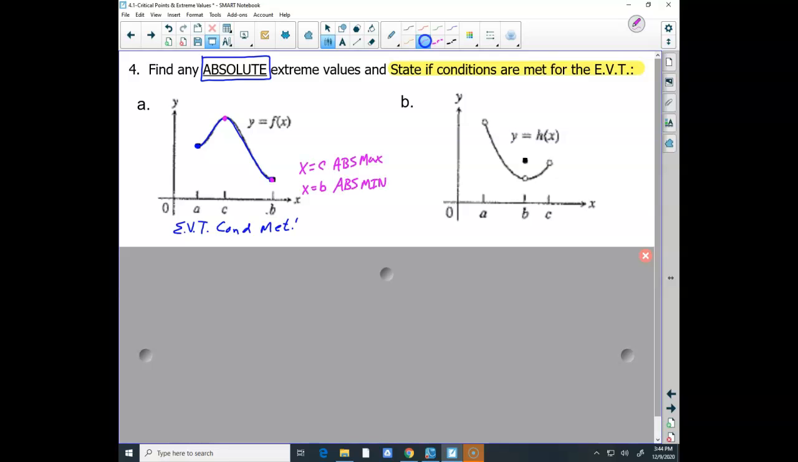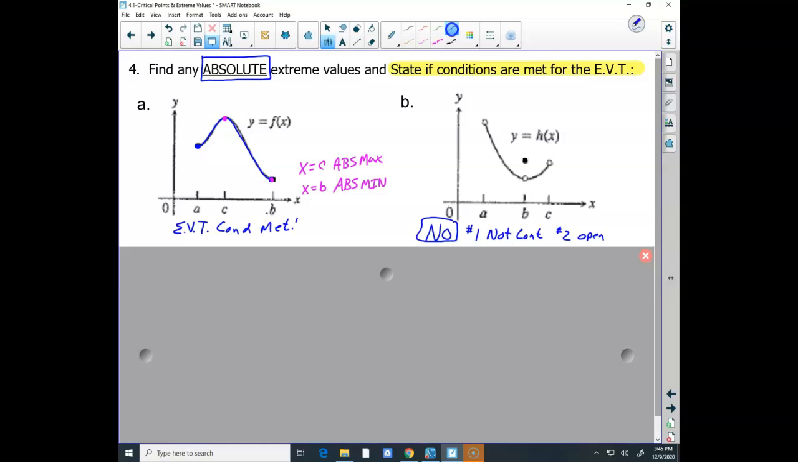Okay? Well, let's take a little gander at B. Are the conditions met for the extreme value theorem? No, they're not. Conditions are not met. Why? Well, they're not met for 2 reasons. Number one, it's not continuous. And number 2, it's an open interval. Open interval. It's not closed.